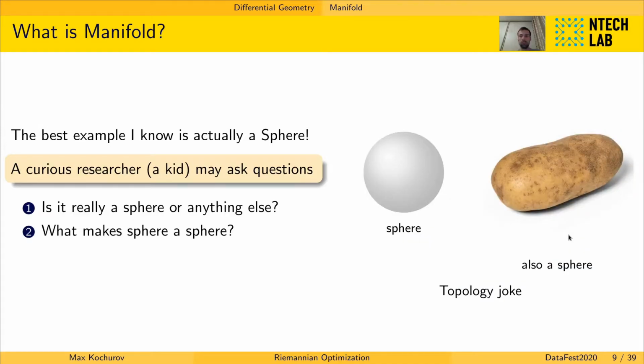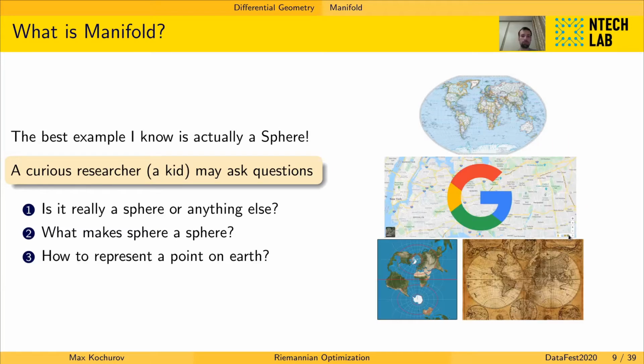The contradiction you may find is imagining a potato and a sphere. From topology's point of view, they're exactly the same. They have all the points connected in the same way, and you can transform a sphere into a potato with a smooth transition. So there is nothing special in a sphere that makes a sphere spherical. And the potato is also a sphere in some sense.